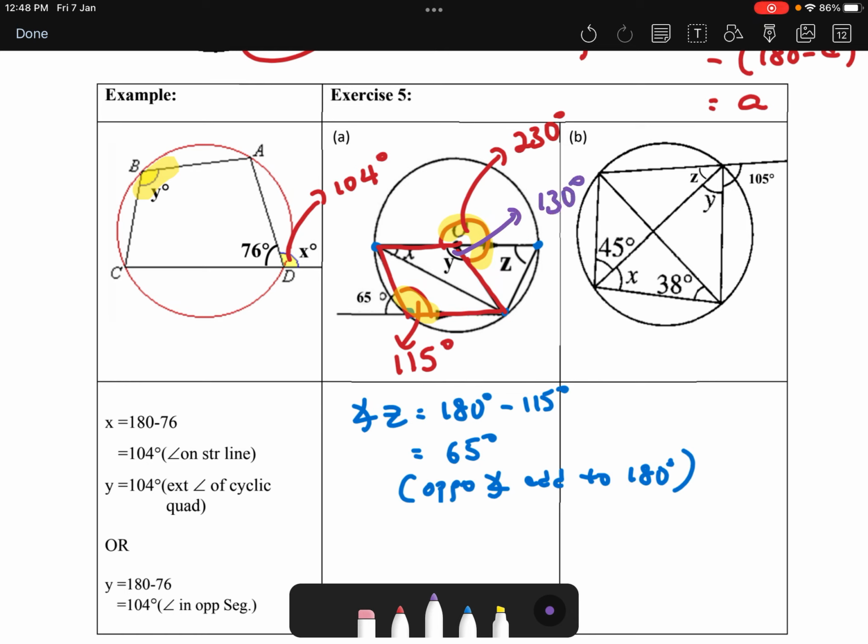Okay, so this is angle Y. Now let's find what is angle X. Maybe I erase this one first. Angle X, this one is simple.